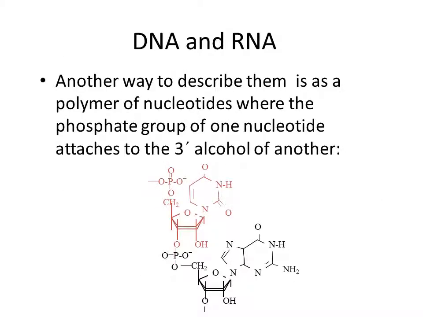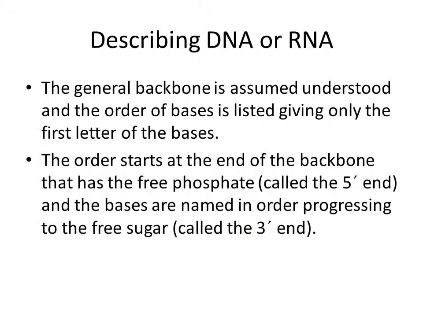Another way to describe DNA and RNA is as a polymer of nucleotides, where the phosphate group of one nucleotide attaches to the alcohol group on the ring of another one. And so we can describe them as polymers of nucleotides. The DNA and RNA backbone is assumed to be understood when describing DNA or RNA, and all we do is give the order of bases based on the first letter of the bases.